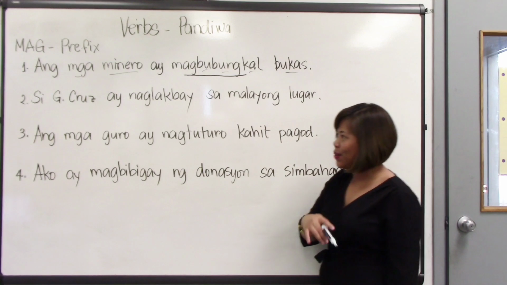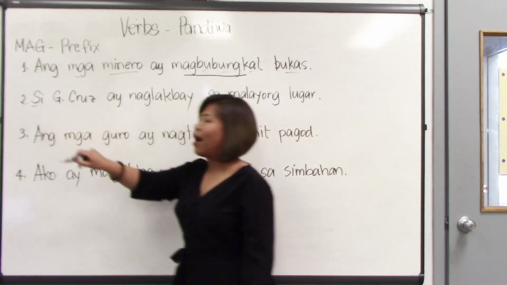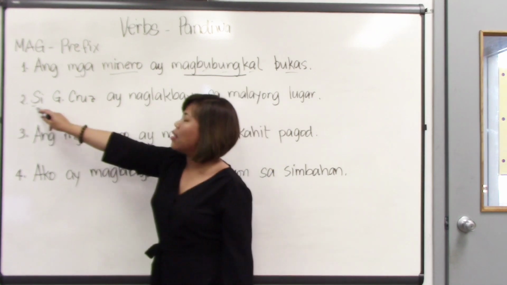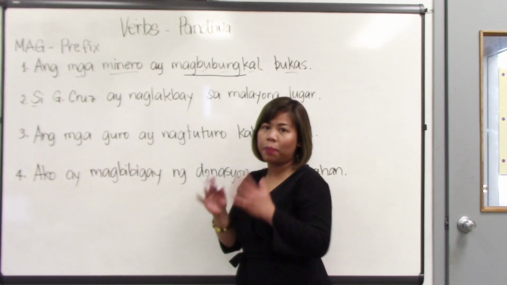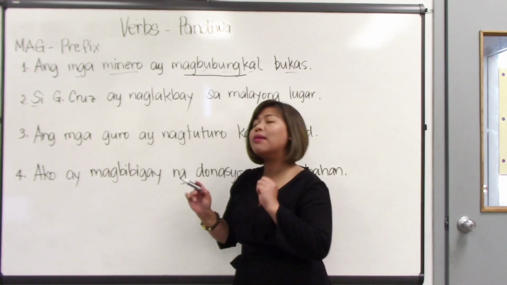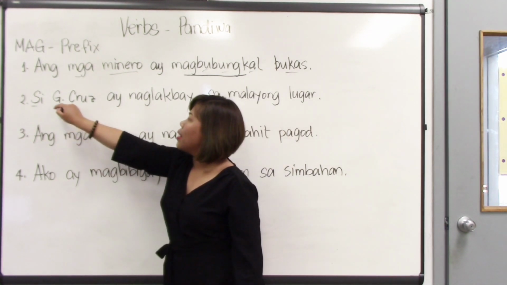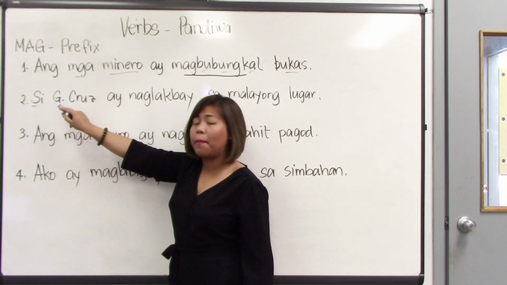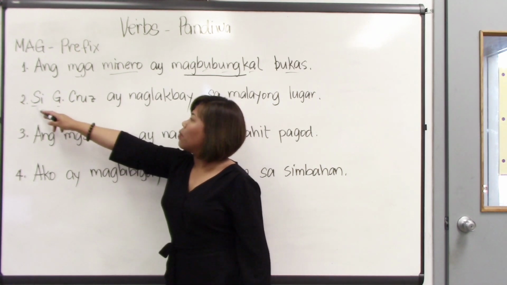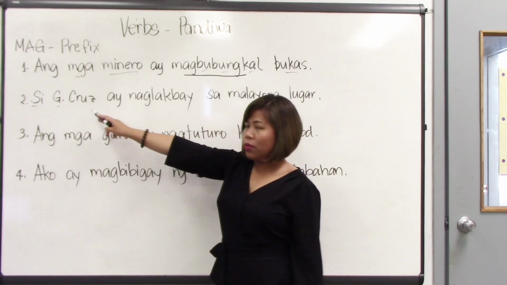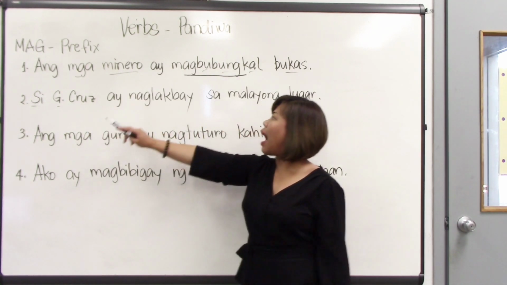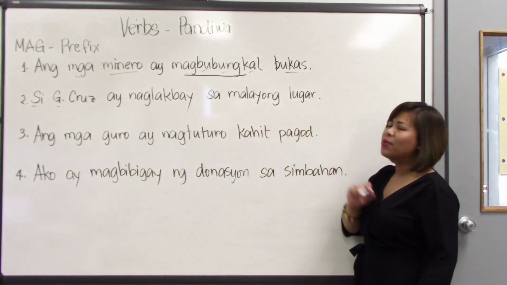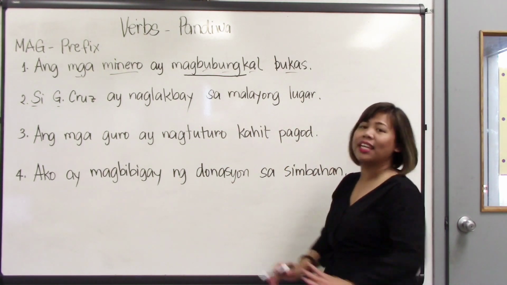Alright? Number 2. I know I mentioned this one several times already. This word si is a personal topic marker, so it is used to introduce a person. So si Ginoong Cruz. Ginoo, I mentioned this one as well, is the Mr. So, si Ginoong Cruz, Cruz is the last name, ay naglakbay sa malayong lugar. Which one do you think is the verb here?